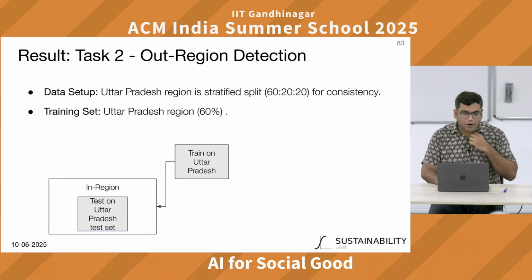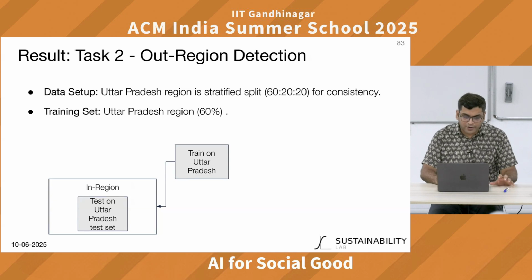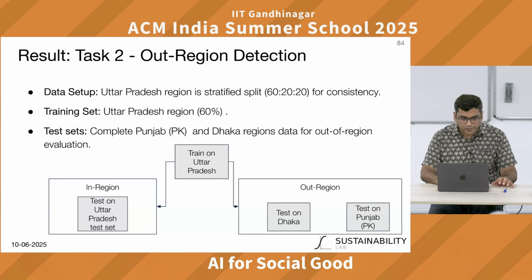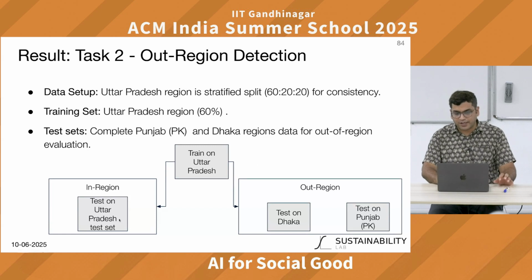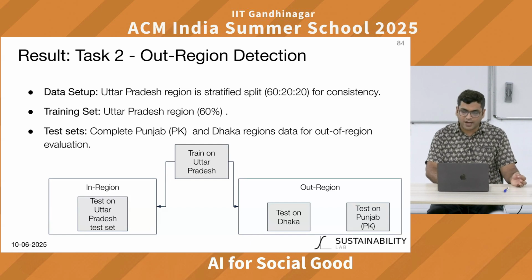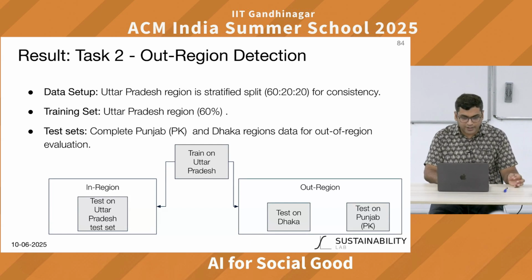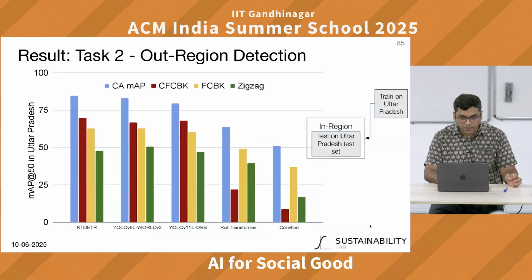So then we looked at the out-of-region detection where we had the 60-20-20 split again. Training was done on the UP, and then we tested in the out-of-region. So when we trained on UP, we tested on UP, which was the in-region. When we tested on Dhaka or Pakistan, Punjab, that is the out-of-region data splits. And we were looking at the performances.